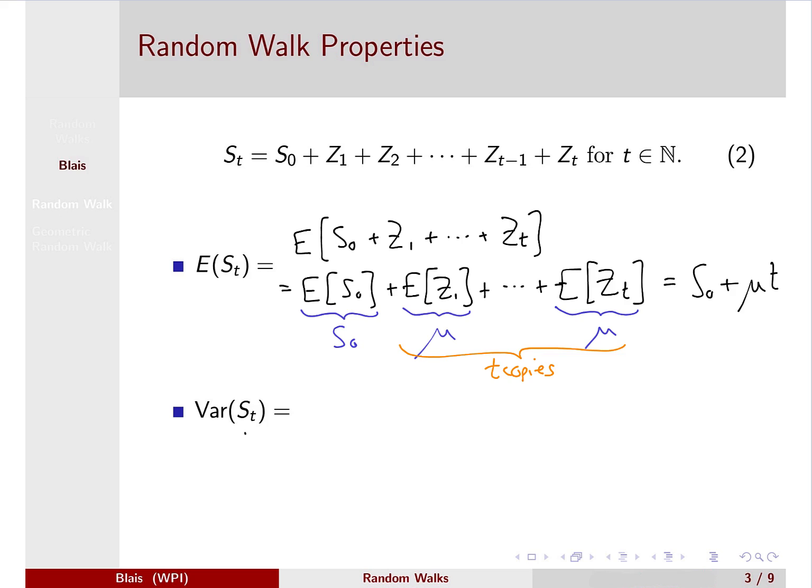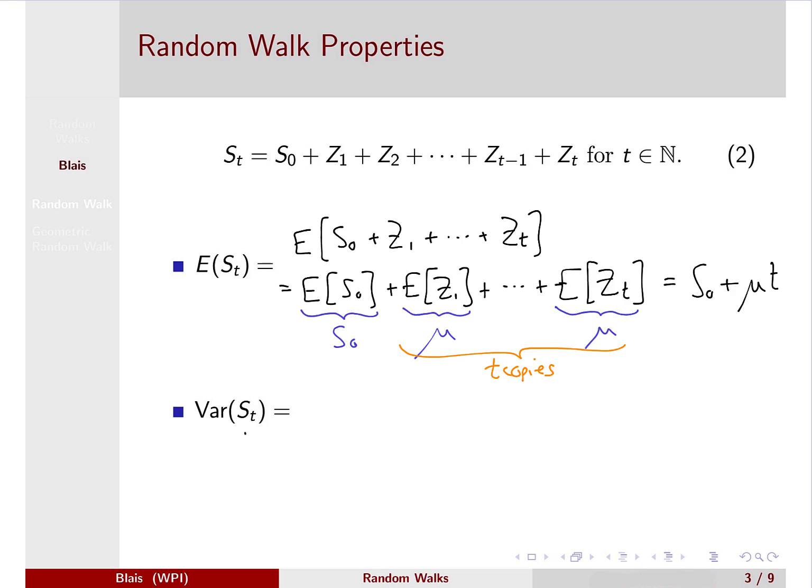And this makes sense intuitively because if this is the expected value of our random walk, and the steps have an average value of mu, then after T steps we expect to be where we started plus that average value of the steps times the number of steps we've taken. And so this is what we get for an expected value.